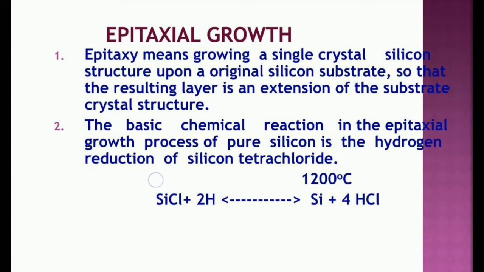The basic chemical reaction used for epitaxial growth of pure silicon is the hydrogen reduction of silicon tetrachloride, that means SiCl4 plus 2H2 gives Si and 4HCl. Mostly, epitaxial films of specific impurity concentration are required. This is accomplished by introducing phosphine for N-type and diborane for P-type doping into the silicon tetrachloride hydrogen stream. The process is carried out in a reaction chamber consisting of a long cylindrical quartz tube encircled by an RF induction coil.